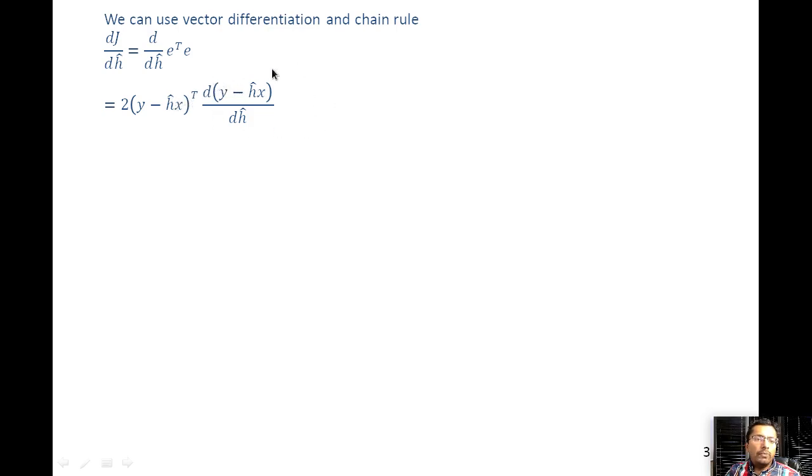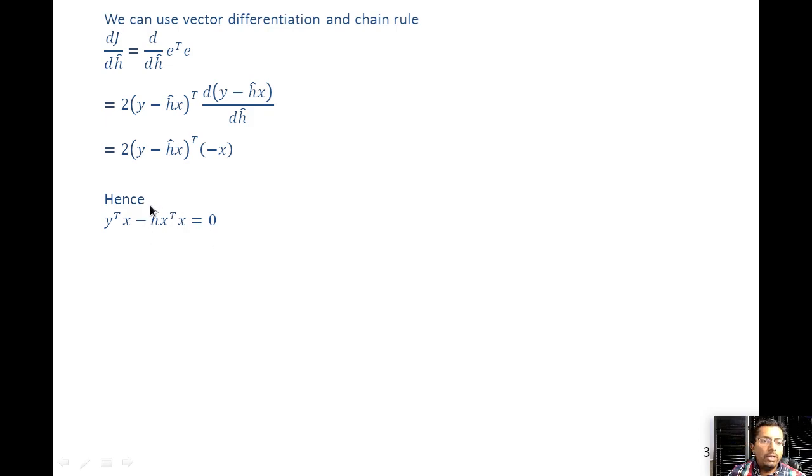If I expand, since y is constant, the only variable here is h hat. So the derivative of y with respect to h hat is 0. The derivative of this term with respect to h hat is just going to give me x, or minus x in this case, because there's a minus over here. If we set this term to 0 and multiply, this becomes minus y transpose x plus h hat x transpose x, so y transpose x minus h hat x transpose x equals 0.